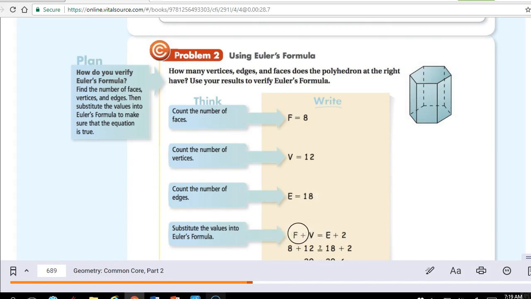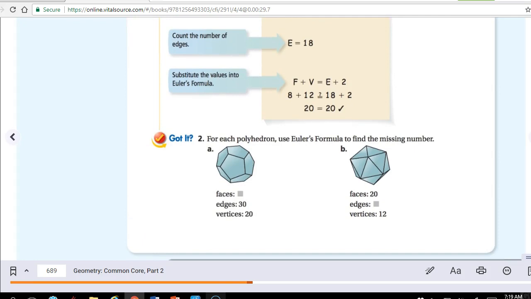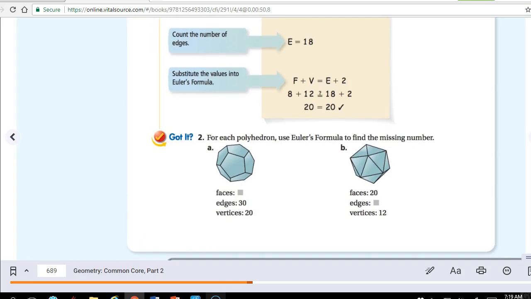So we're just going to use the formula again that Euler gave us. And that is that the faces plus the vertices should equal the edges plus 2. And we're just trying to prove that this really is true. So remember, we had 8 faces and we had 12 vertices and we had 18 edges, and then the formula says plus 2. So I just filled in what I knew from each one of those. And 8 plus 12 is 20, as well as 18 plus 2 is also 20. So this verifies itself, or checks out as we call it. Okay. So let's look at a couple of the got it sections here.